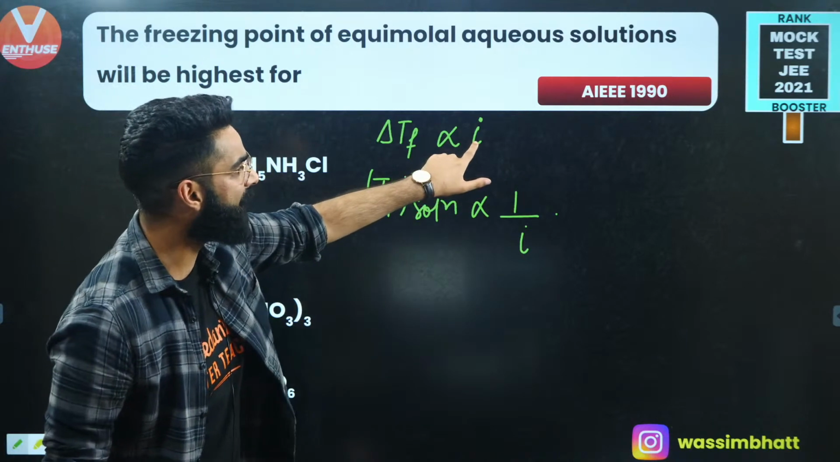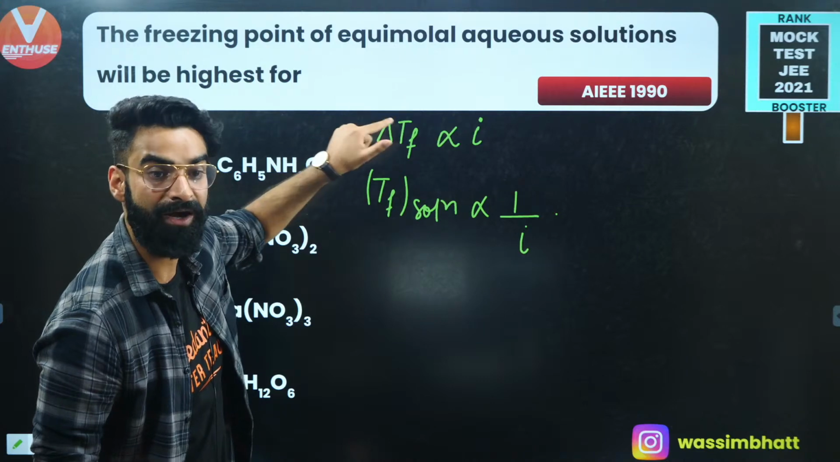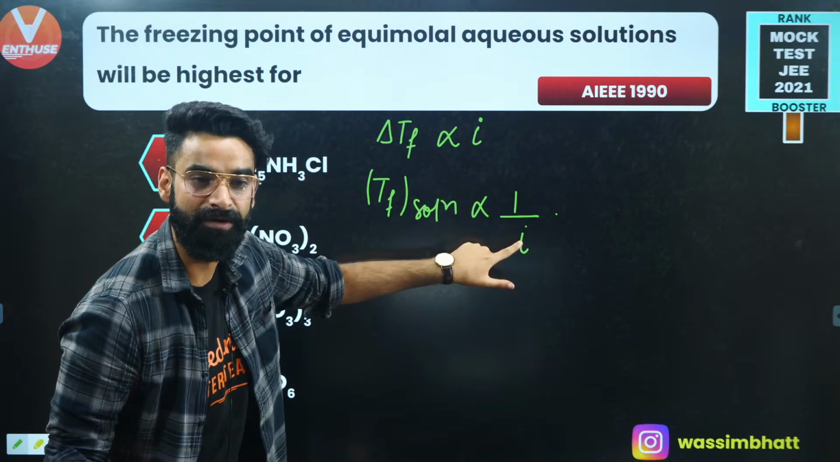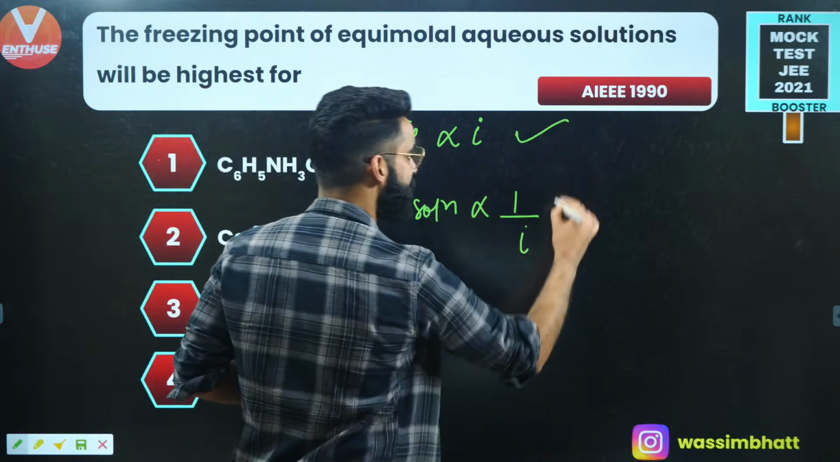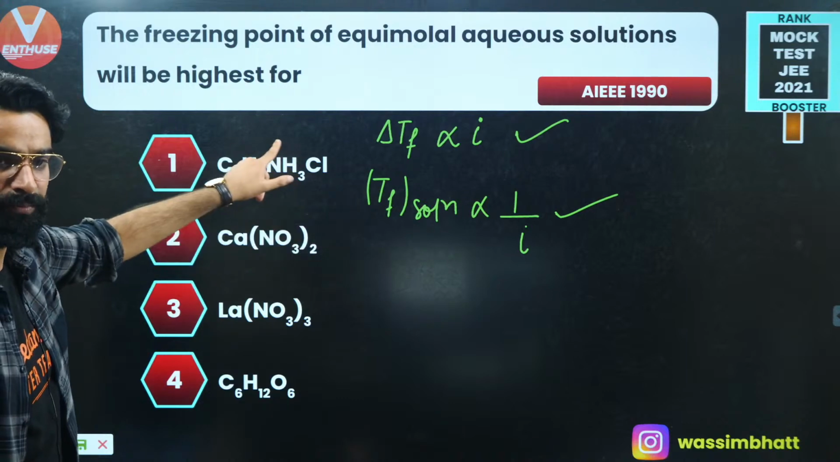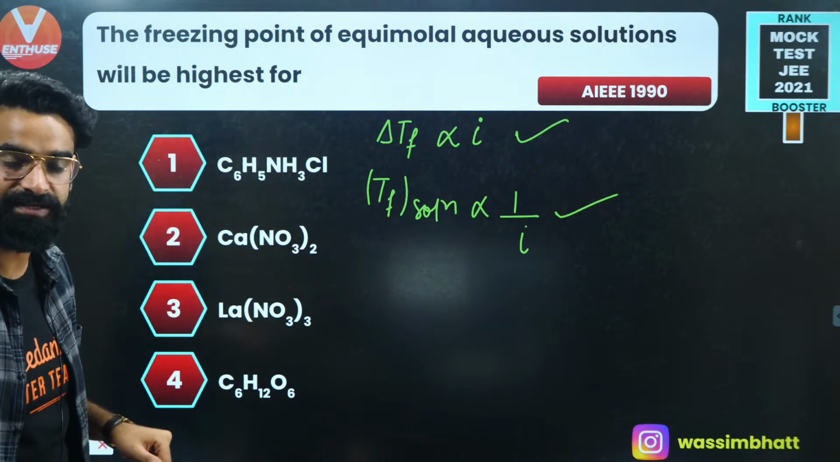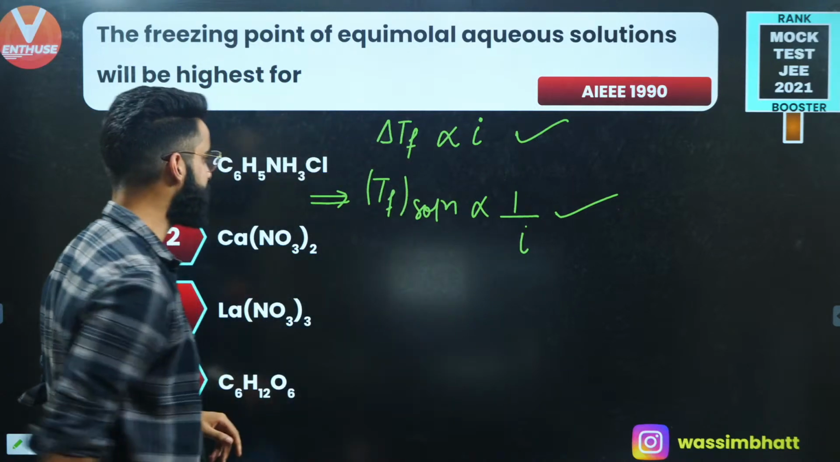See, wherever the Van't Hoff factor is maximum, there only the depression in freezing point will be maximum. But wherever the Van't Hoff factor is maximum, there only the freezing point of the solution will be minimum. These are the 2 relations which I want you guys to remember. So, in this question, we are supposed to check the freezing point of the aqueous solution. So, I'm going to use the second relation. Freezing point of the solution is inversely proportional to the Van't Hoff factor.